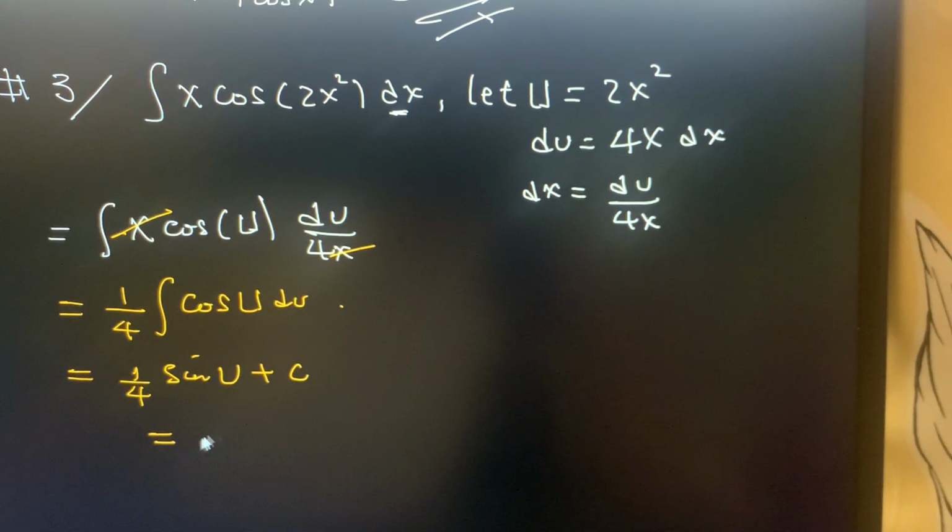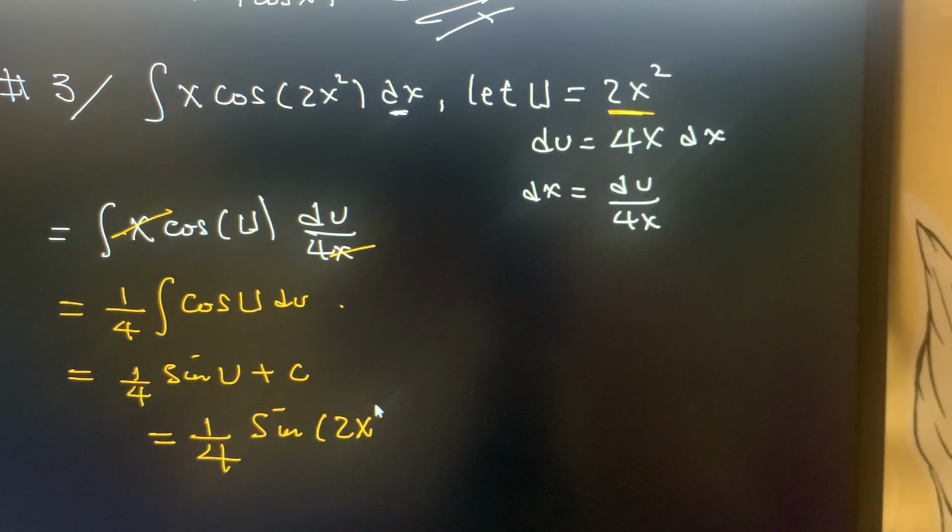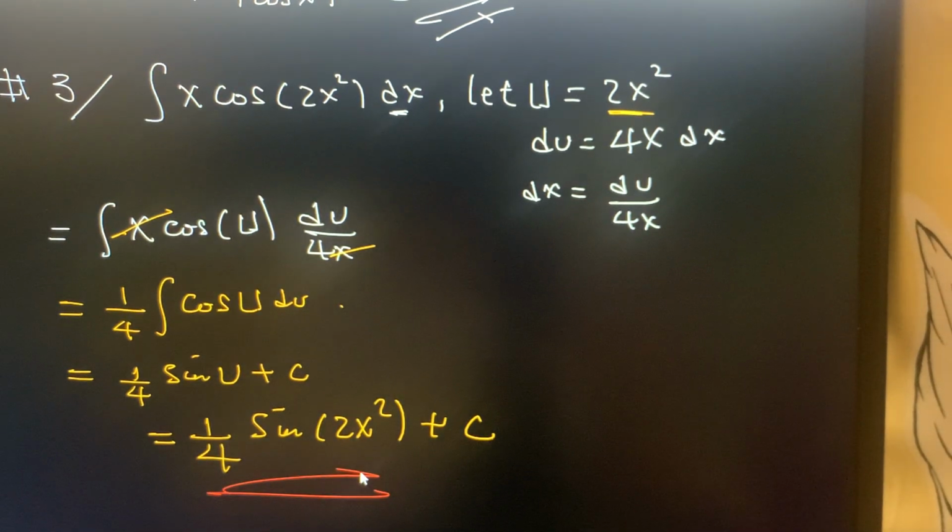This can be further written as follows: 1 over 4 sine of, what is u now? Unwrap u, because our u is 2x squared at the beginning. So plug in that one: 2x squared plus c. This is going to be my final answer. For x cos 2x squared, the integral is 1 over 4 sine 2x squared plus the constant c.